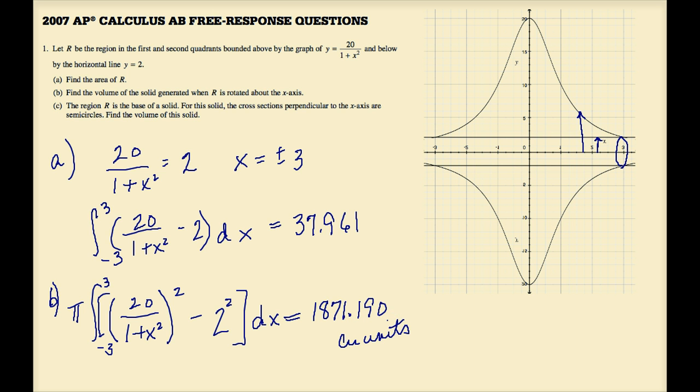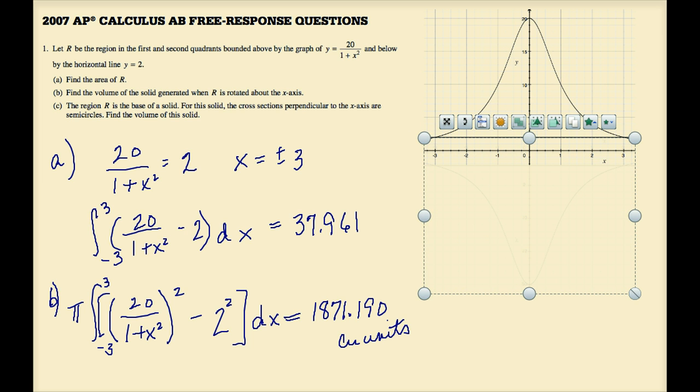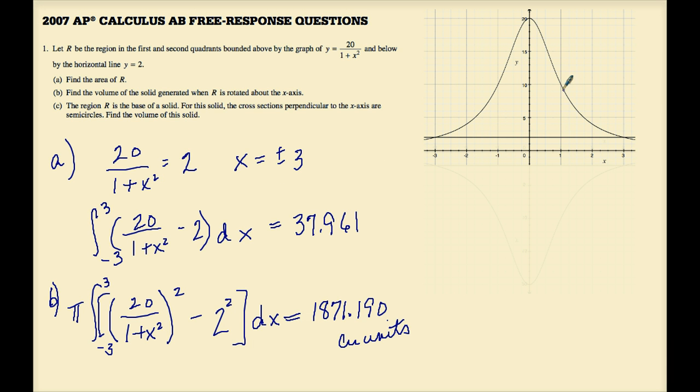The region R is the base of a solid. For this solid, the cross-sections perpendicular to the x-axis are semicircles. Find the volume of this solid. So let's look at our original region. Now we're going to have a three-dimensional solid, but not a solid of rotation. Instead, this region will be the base of our solid, and the cross-sections will be semicircles, perpendicular to the x-axis, from -3 to 3. So we have to quantify the area of this semicircle and set up an integral which will add up those areas from -3 to 3.